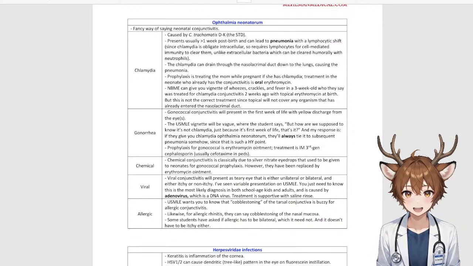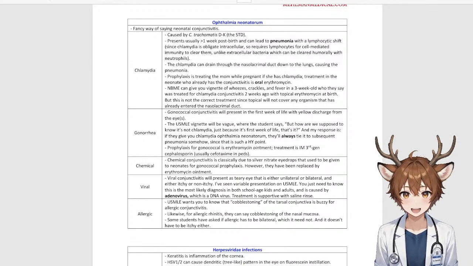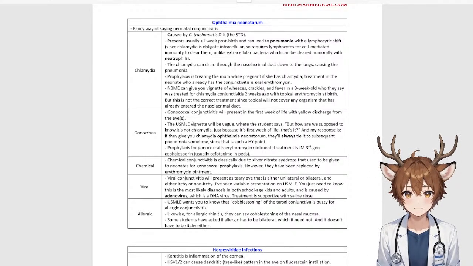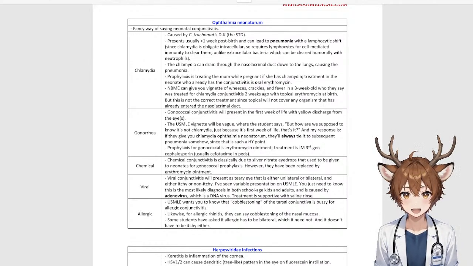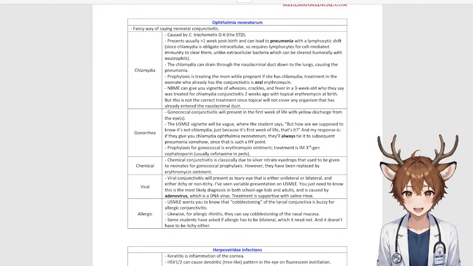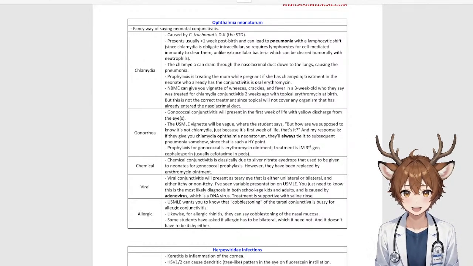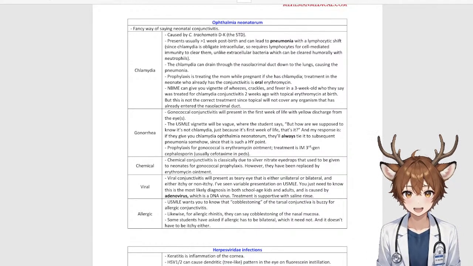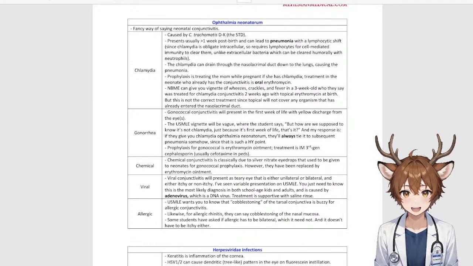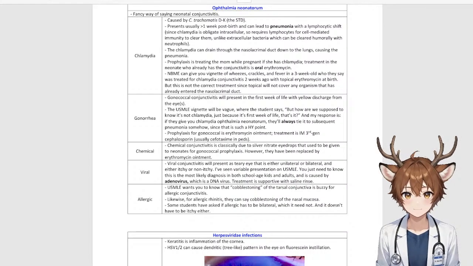What about viral? Viral conjunctivitis will present as teary-eyed, that is either unilateral or bilateral, either itchy and or non-itchy. I've seen variable presentation in USMLE. You just need to know that this is the most likely diagnosis in both school-age kids and adults, and is caused by adenovirus, which is a DNA virus. Treatment is supportive with saline rinse.